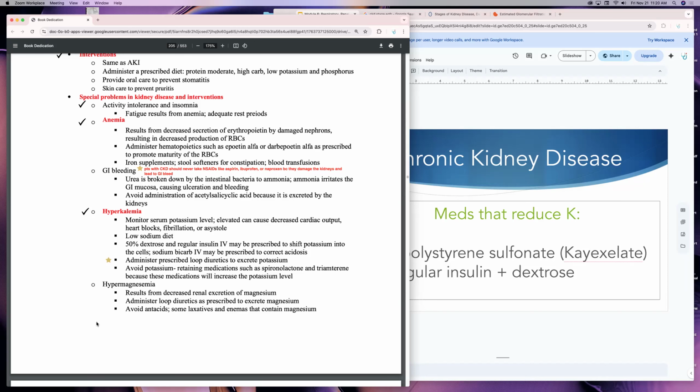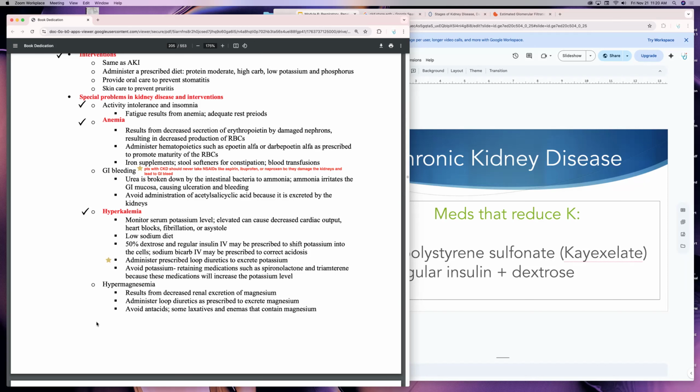Okay, so keep saying this to yourself. Special problems with CKD. Number one, fatigue because they're anemic. Number two, they're anemic because they don't make enough what? Erythropoietin. So how do we treat that? We give them man-made epoetin and darbepoetin, iron supplements, blood transfusions. They're at risk for GI bleeds, so we don't give them NSAIDs. What are your three NSAIDs to know for NCLEX? Aspirin, ibuprofen, naproxen, because they would increase the burden on the kidneys and they cause GI bleeds.